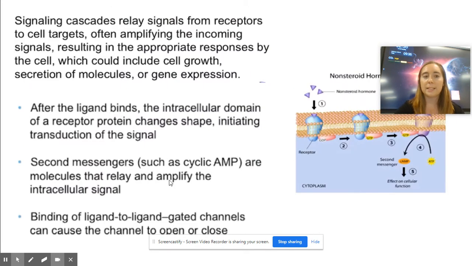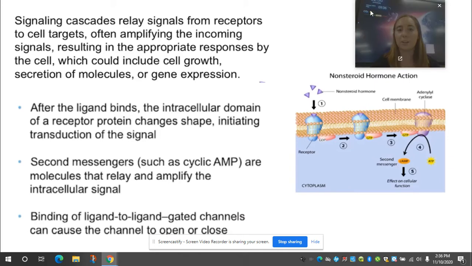When we look at this, we're going to see that there are signaling cascades that relay messages from the receptors to the target cell. We kind of looked at this already, but we're going to see this when a cell needs to grow, when it needs to secrete molecules, or even with gene expression. We're going to go into way more detail on this in the next couple chapters.